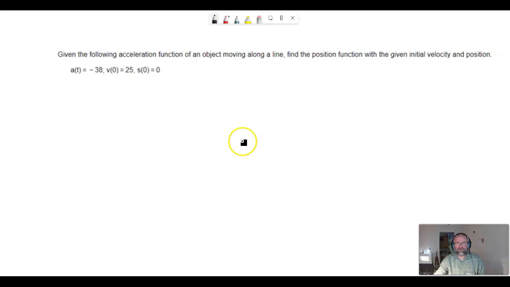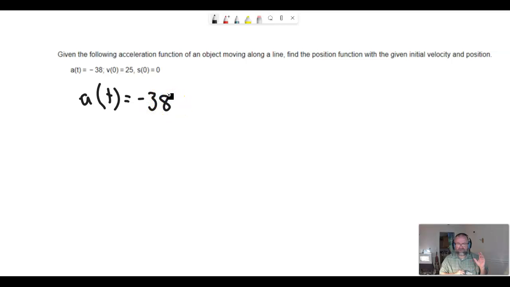This is question 25. It says, given the following acceleration function of an object moving along a line, find the position function with the given initial velocity and position. All right, so this is one where we have to work backwards from what we're used to doing. So we start with our known here, and that's the acceleration function a of t, and that's going to be equal to negative 38.